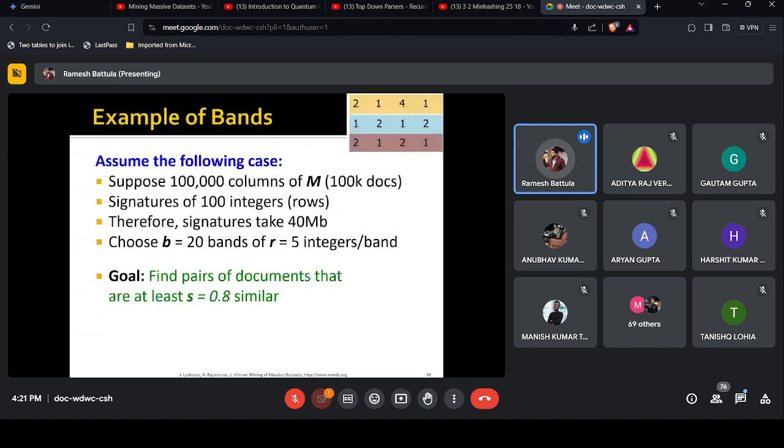So we will observe that with a small example. Suppose you have 1 lakh columns of your M. That means you have 100,000 documents. So 100,000 documents require a signature of 100 integers. That means your rows. Therefore, each signature takes 440 bytes of information. So suppose you choose your B, the number of bands, equal to 20, and r equal to 5.